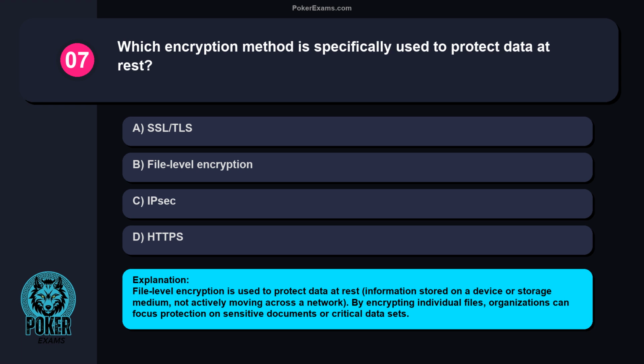File-level encryption is used to protect data at rest, information stored on a device or storage medium, not actively moving across a network. By encrypting individual files, organizations can focus protection on sensitive documents or critical data sets.